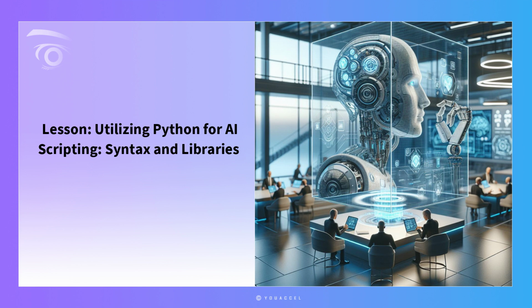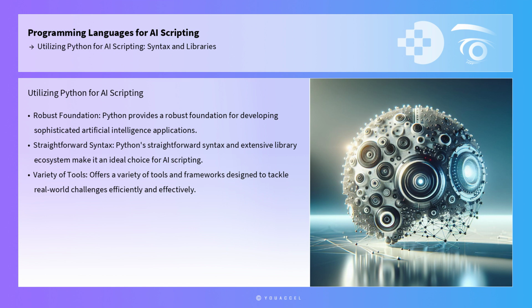Lesson: Utilizing Python for AI scripting, syntax and libraries. Utilizing Python for AI scripting provides a robust foundation for developing sophisticated artificial intelligence applications. Python's straightforward syntax and extensive library ecosystem make it an ideal choice for AI scripting, offering a variety of tools and frameworks designed to tackle real-world challenges efficiently and effectively.